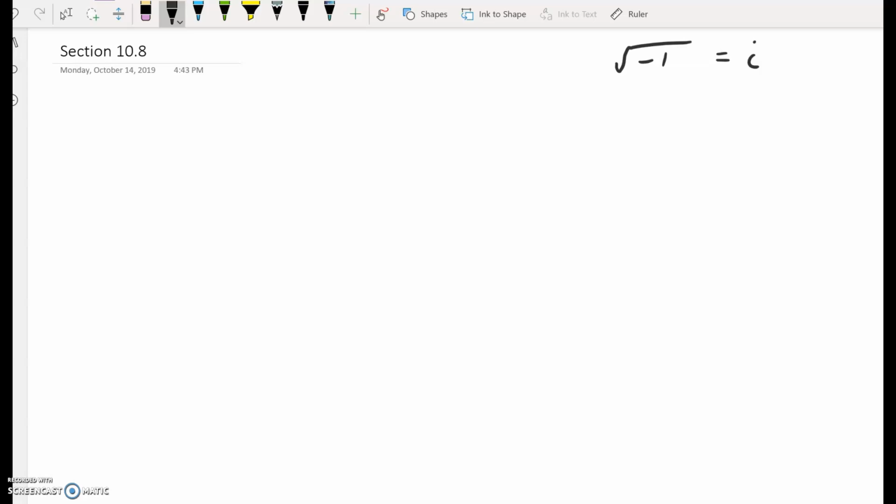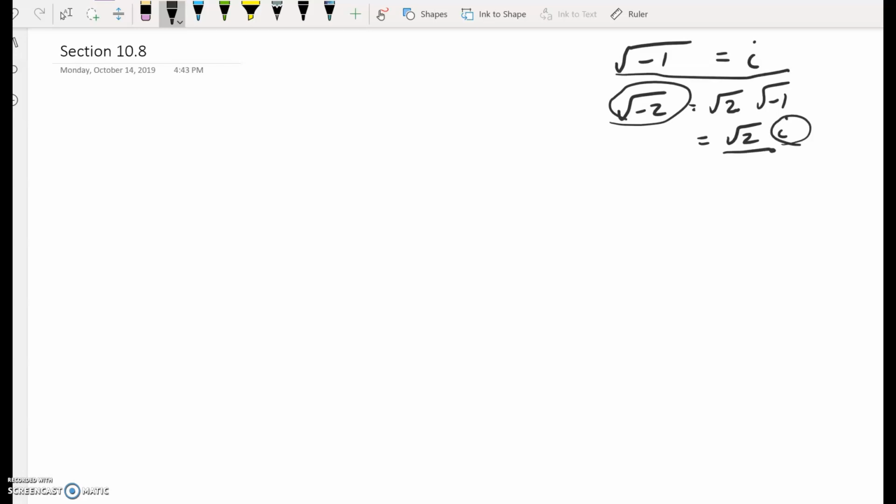And these are imaginary numbers, and I guess the i can stand for imaginary. So the square root of -1 is small i. The square root of -2 is going to be the square root of 2 times the square root of -1, which is the square root of 2 times i. So if you see the square root of -2, just think of it as a regular square root of 2 times i. If you have the square root of -17, you can write it as the square root of 17 times i.